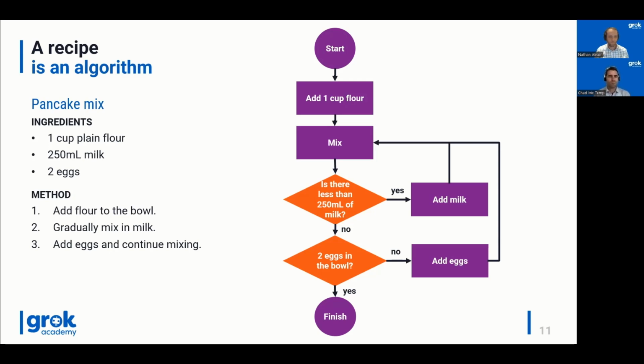Another way to represent this algorithm is with a flowchart. So you start at the top and you work your way down to the bottom. Working through this one, you start, add a cup of flour, ask the question, is there less than 250 mils of milk? If it is yes, add milk, loop back up to mix, ask the same question. We've got milk already, so we move on to no. Are there 2 eggs in the bowl? Not yet, so we add the eggs, we mix, and we go through the whole process again, and then we finish.